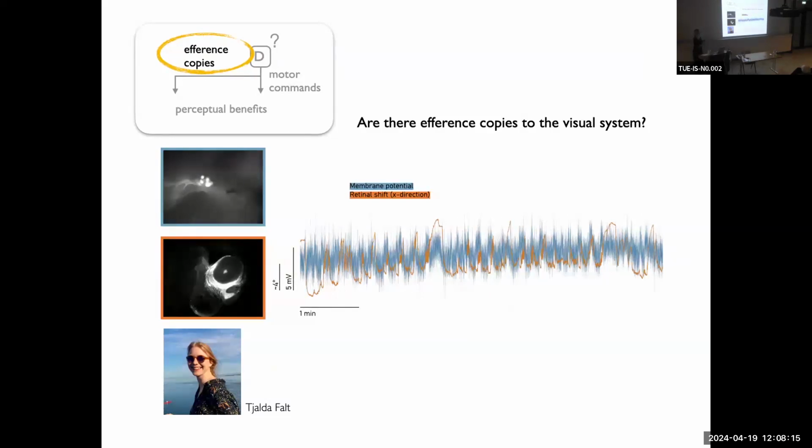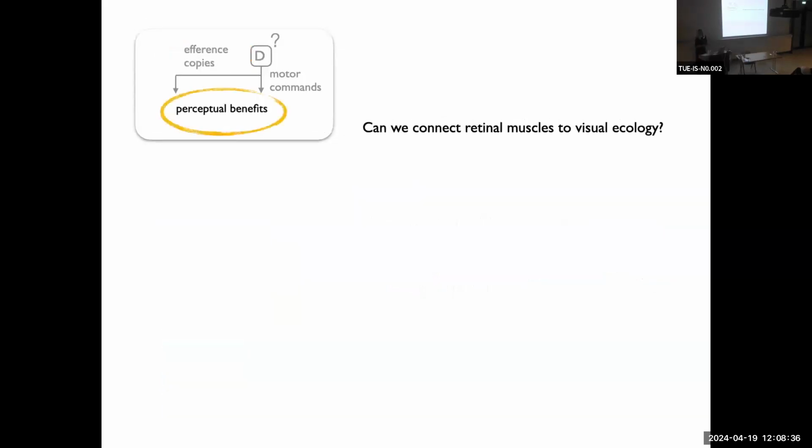And the sign of those fluctuations is consistent with efference copy signals. So they basically would oppose the consequence of a retinal movement. And Tialda is trying to figure out where this all comes from. So what's the circuit mechanism? And then for the perceptual benefits, I just told you we are making use of all those Drosophila tools and 2-photon imaging of neurons to understand how perhaps they do depth perception or have hyperacuity.